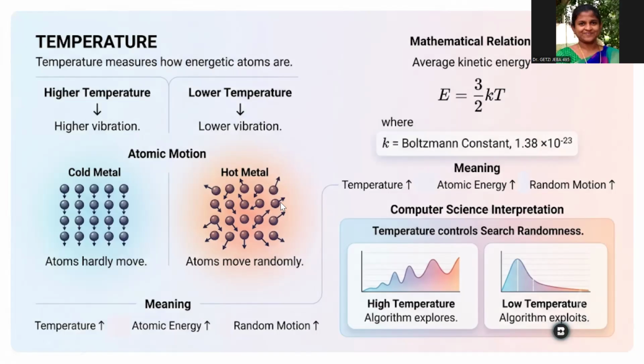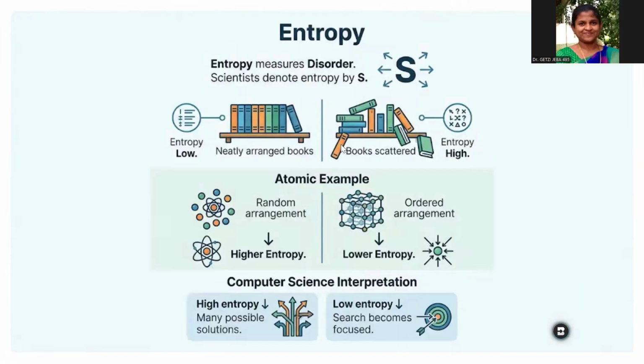There is a mathematical relation between energy and temperature: the average kinetic energy E is equal to 3/2 kT. When temperature increases, the atomic energy increases, and there is also random motion. So what does temperature say? Whenever there is a high temperature, an exploration phase is going on. Exploration means searching for a better solution. But whenever there is low temperature, the algorithm exploits. Exploitation means staying in a position and finding out if there is any better solution available near it.